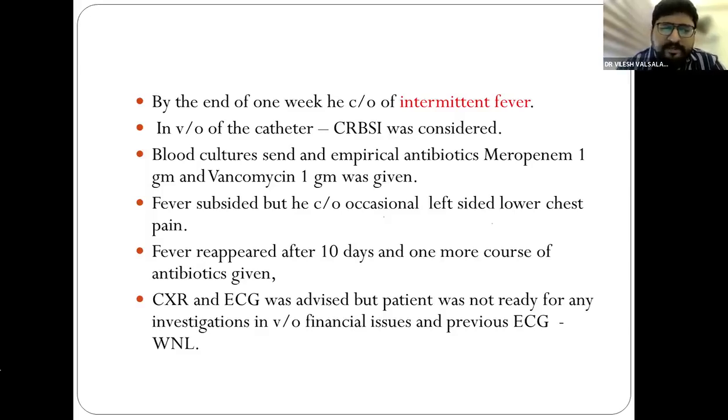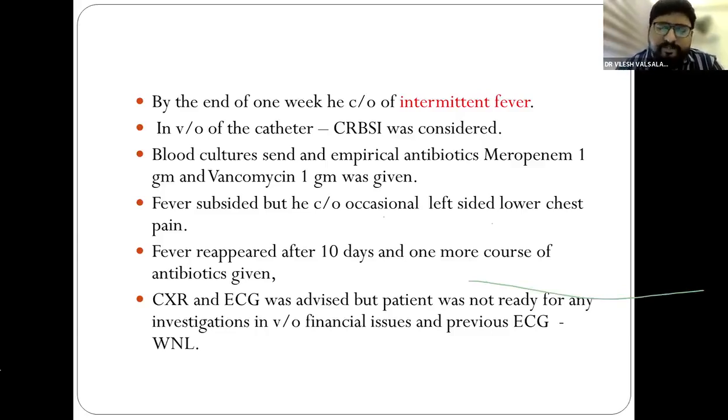The fever subsided, but he complained of occasional left-sided lower chest pain. Now the incident has come to the second week and the patient sometimes complains of left-sided lower chest pain. So the retrosternal burning sensation has become a little less, but the fever comes and goes. The fever reappeared after 10 days and one more course of antibiotics was given to this patient. In view of this up and down course, chest X-ray and ECG were again advised, which he was not ready for because of financial issues.